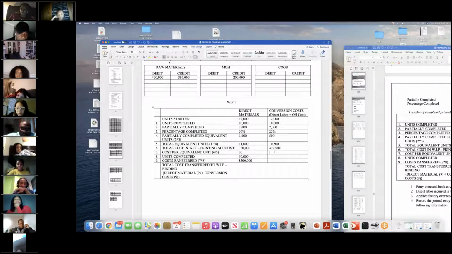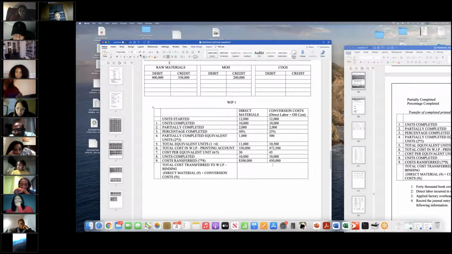It gave me the 45. Yeah, so you had it in your calculator, correct? Wrote it down wrong. And then the 10,000 was transferred. And then it gave me 450,000. So the cost transfer, we're going to combine these two numbers. So how much are we transferring out? $750,000.